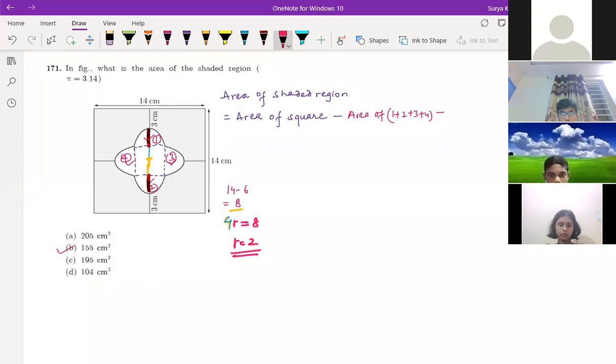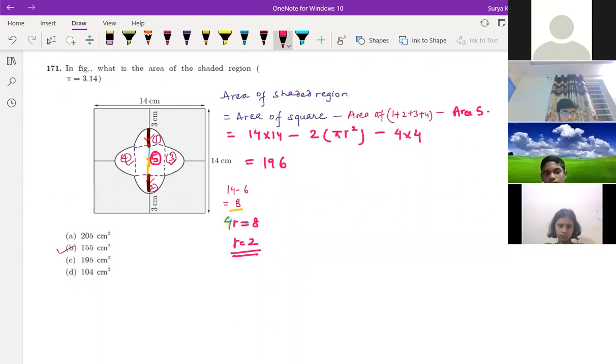So what should you do again? Area of 1, 2, 3, 4 minus area of this square. Inside this square, let it be 5. Okay. So area of 5. Now what we can write? Area of the square is 14 into 14 minus area of 1, 2, 3, 4. What do we get? Area of 1, 2, 3, 4 is 2 times pi r square minus area of a square. 2 is the radius, so 4 into 4 you should write. Side is 4, no? Yes, right. Because radius is 2, so diameter is 4. Now we can put the value and get the answer.